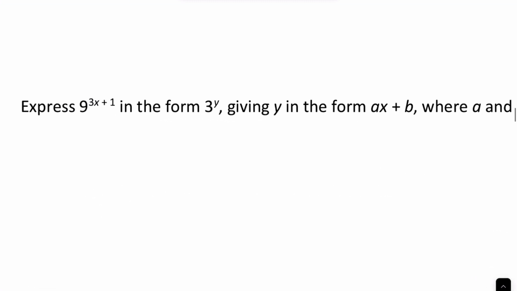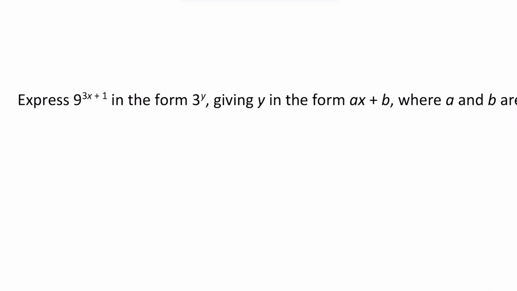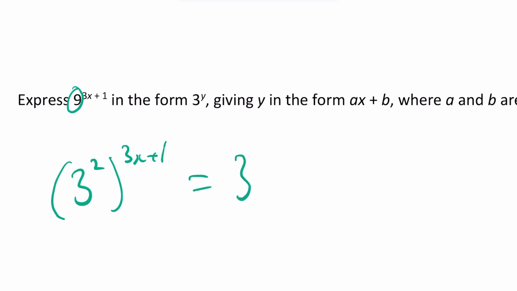Question 5, always done quite badly. So these ones are always a case of the numbers can be written as a power of something. For example, here it's saying this is in the form 3 to the y. That's because this here is 3 squared. So we can write this thing in the form 3 to the y because we're going to have 3 squared to the 3x plus 1, which is 3 to the 6x add 2.